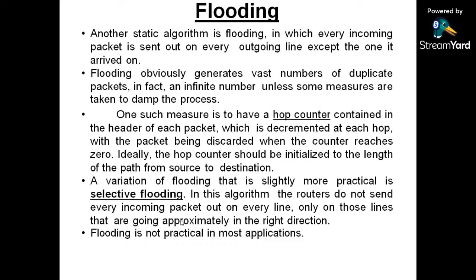Ideally, the hop counter should be initialized to the length of the path from source to destination. So a variation of flooding that is slightly more practical is selective flooding. In this algorithm, the routers do not send every incoming packet on every line, only on those lines that are going approximately in the right direction. So flooding is not practical in most applications.